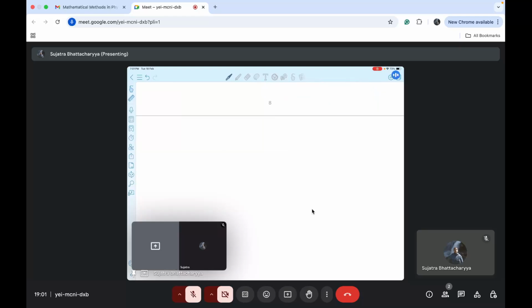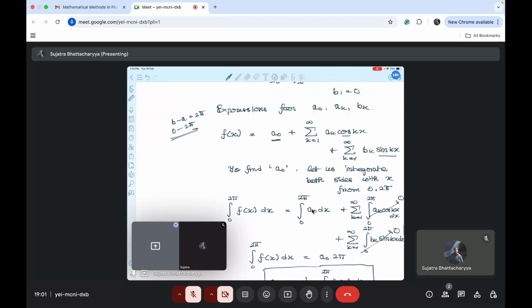Okay. Next, the second part is to find a_k. To find a_k, let's see what the expression is. This is the first expression. We need a_k. So what to do? The best thing is that if we multiply with cos kx on both sides, we know that the sine into cos integral from 0 to 2 pi we have seen is equal to 0. And here, if you write cos kx and integrate it from 0 to 2 pi, this will also be 0. Remaining will be this.